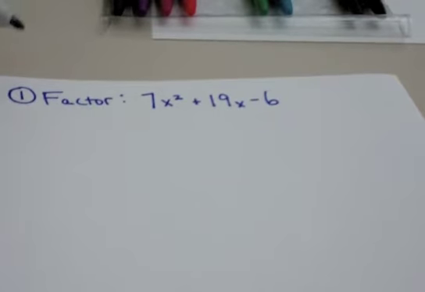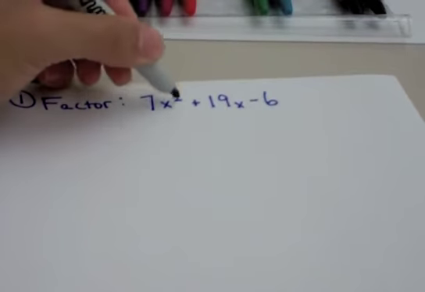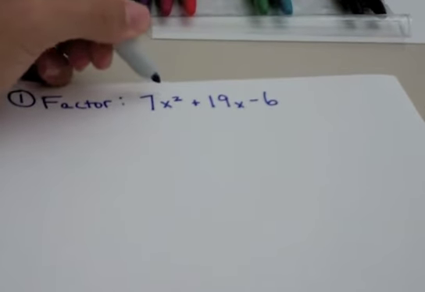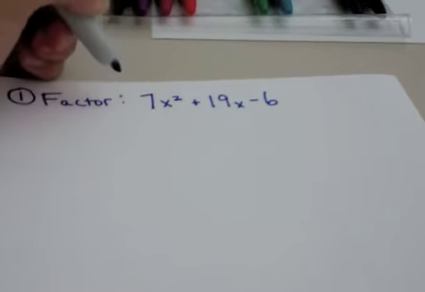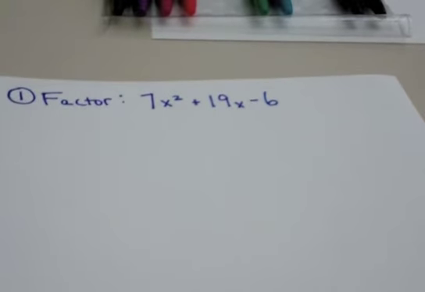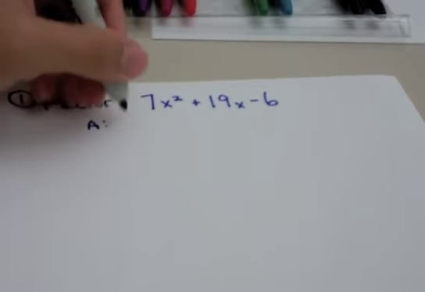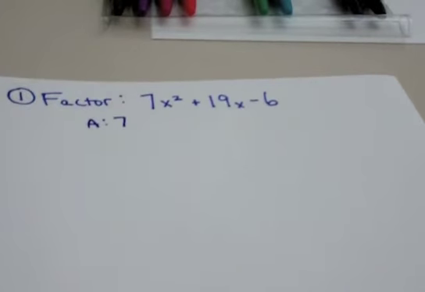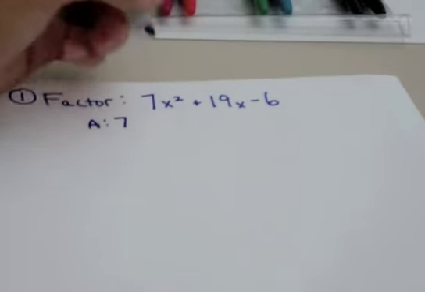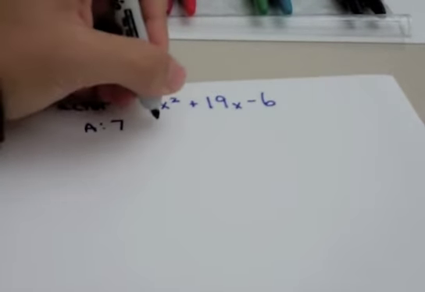So let's begin. The first thing we're going to need to do is look at our a value. Our a value again is the term that corresponds with the x squared, so for us it's going to be the 7. So our a is 7. And what are the factors of 7? The factors of 7 are actually really simple, so it's just 1 and 7.